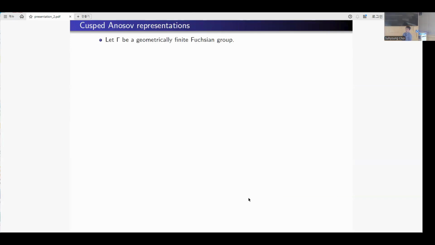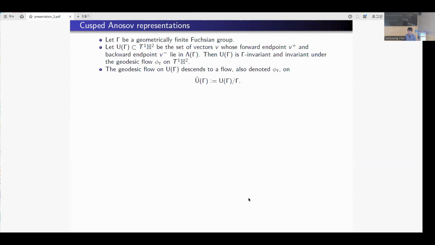So here I'm going to assume that my gamma is a geometrically finite function group. Okay, and there are a few things. Here I need to make a pretty complicated construction. Actually, I'm running out of time, so maybe I'll just try to finish this definition.